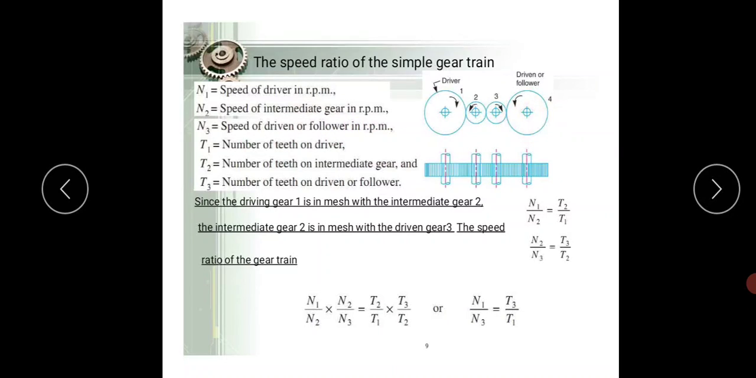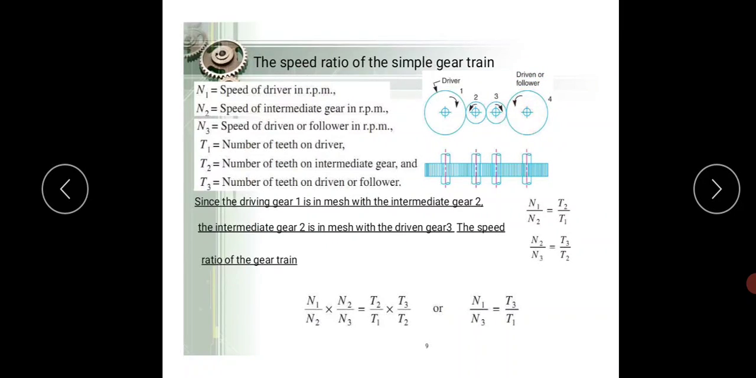or follower. Okay, T1 is the number of teeth on the driver. T2 is the number of teeth on the intermediate gear. T3 is the number of teeth on the driven or follower. Since driving gear 1 is meshing with the intermediate gear 2, this one is the driver gear. This driver gear is meshing with the second intermediate gear, and intermediate gear 2 is meshing with the driven gear 3.